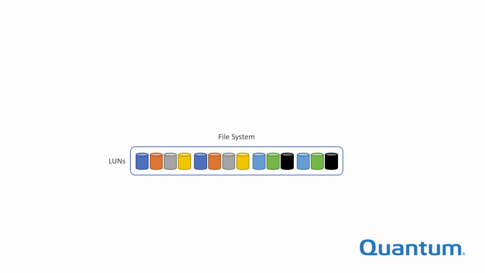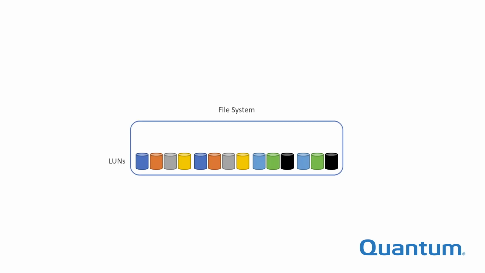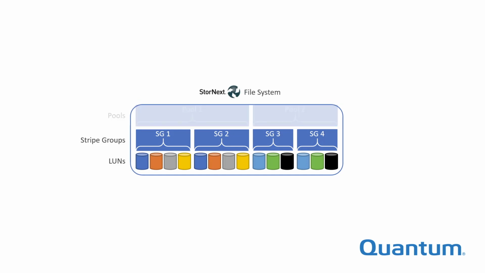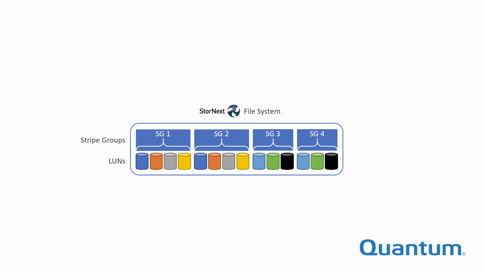However, StorNext introduces two layers of abstraction between the LUNs and the file system that provide important expanded capabilities. These layers are stripe groups and pools. This video deals with stripe groups. Pools are optional and detailed elsewhere.